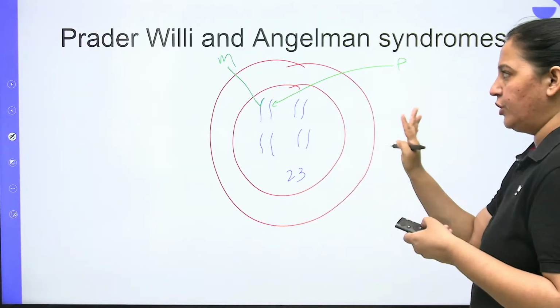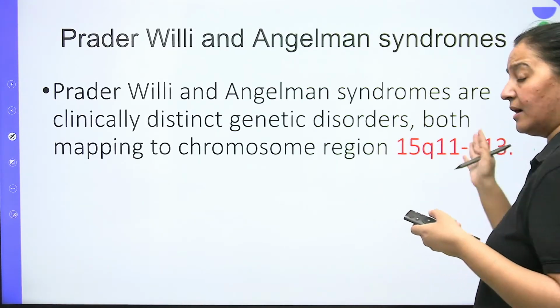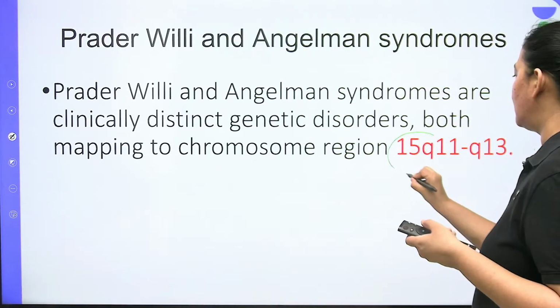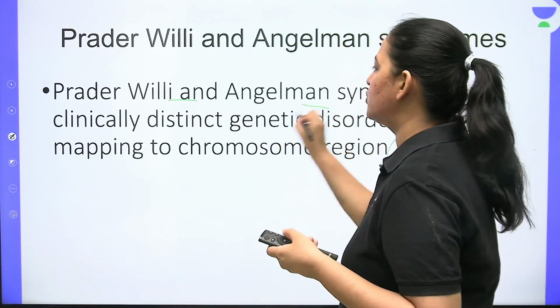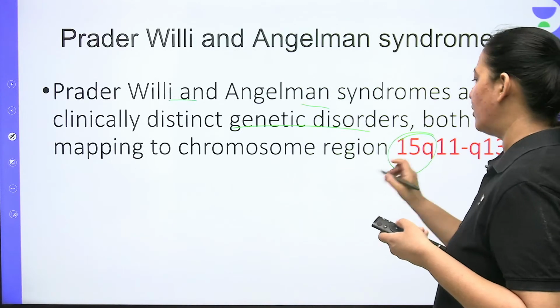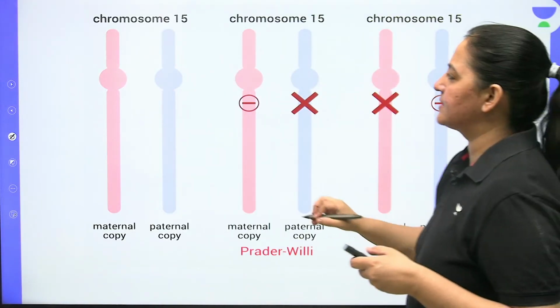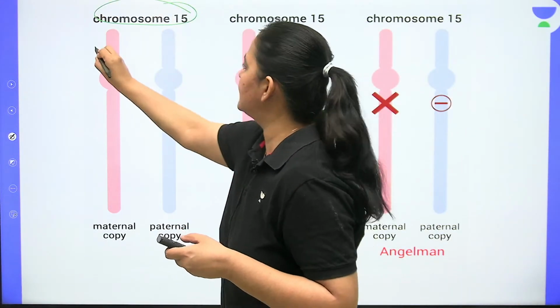So let me show you the diagrams for these, and then I will come to the clinical features of these two syndromes. So the problem is on chromosome number 15. Prader-Willi and Angelman, these two are distinct genetic disorders. Both of them map to chromosome number 15. So you can see this is normal. You can see the 3 diagrams. See normal. In normal, one is maternal.